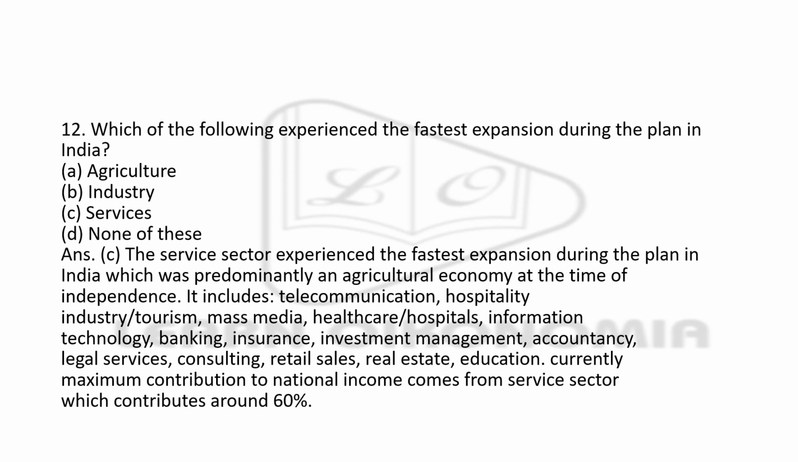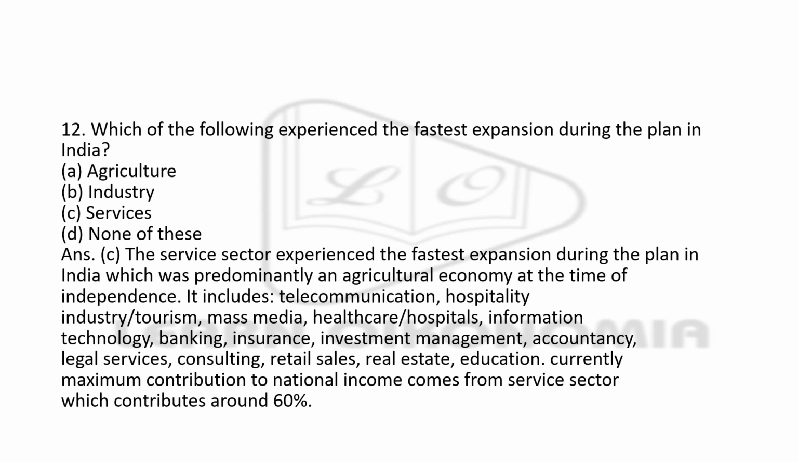Agriculture, industry, service, none of these. The right answer is service sector. That was the fastest growing sector in the Indian economy. We have seen that the service sector is the one which contributes the greatest to the GDP of the country, even though the employment given by the service sector to the people of India is very less compared to what is given by the agriculture sector or the industrial sector.